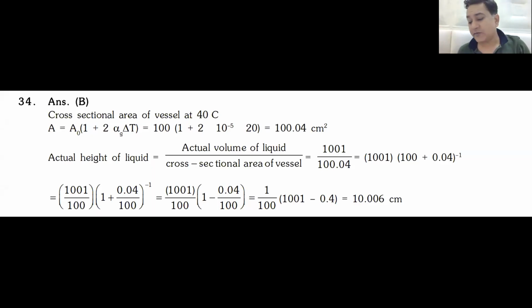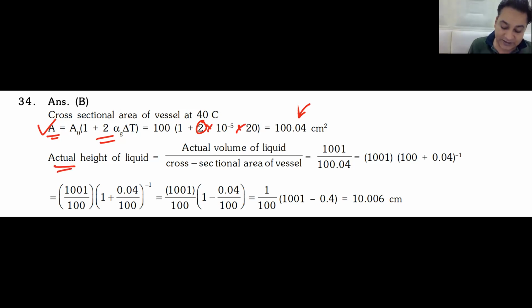Well, remember what is happening here. The vessel is also expanding. Yes or no? So you will have to look at the expansion in the area of the vessel. Alpha is given, you multiply it by 2, you will get the value of beta. Do you understand this? And then you get the actual cross section of the vessel at 40 degrees Celsius. Now, what will be the actual height of the liquid?